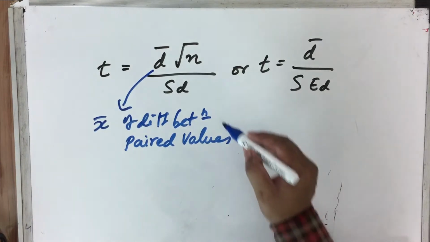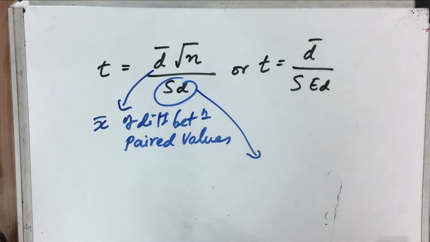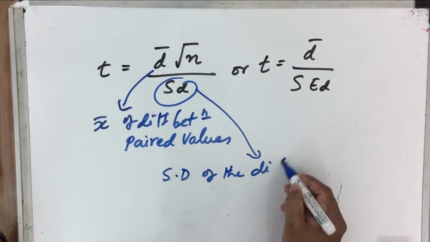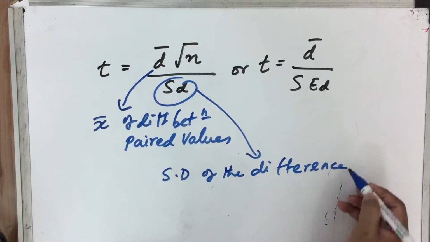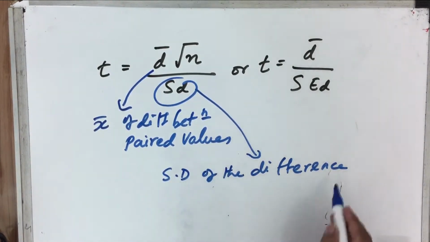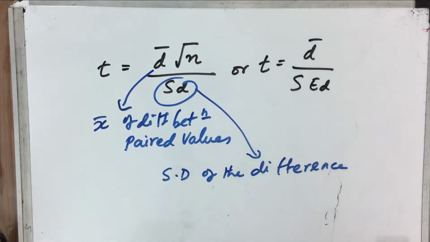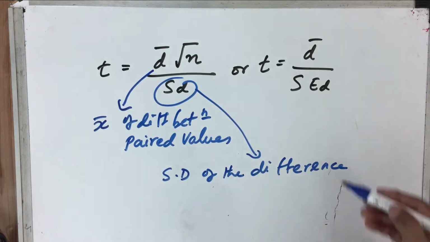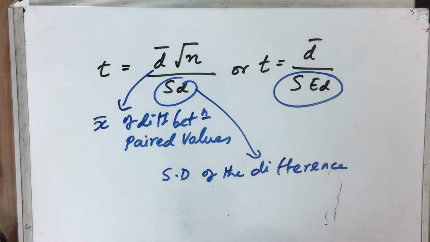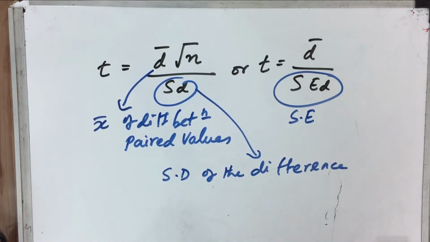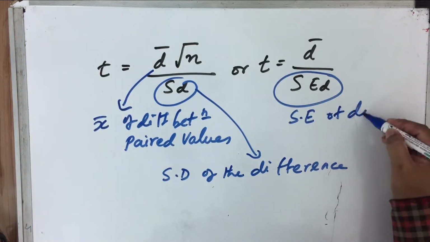SD is also important. SD stands for the standard deviation of the difference, which we shall calculate. There will be another formula used for calculating the SD of the paired values. As we start solving the problem, we will see how to calculate it. This is the standard error. The standard error is the error arising due to fluctuations in sampling. So it is the standard error of the difference.